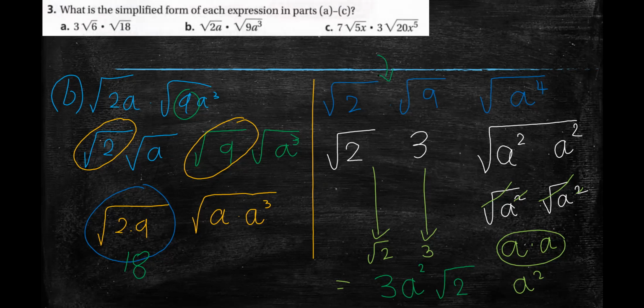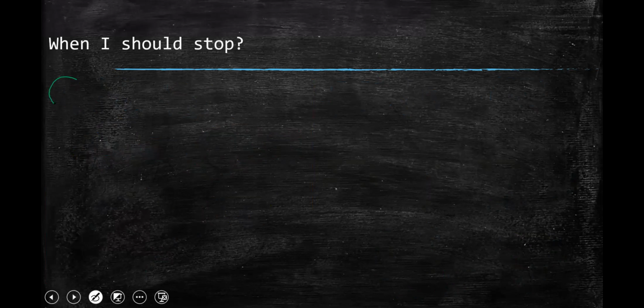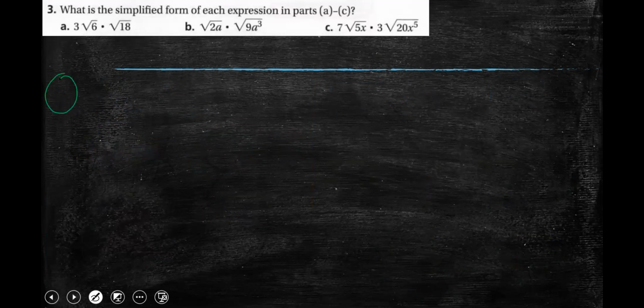Okay. Now let's do C. And C here, we have 7 square root of 5x times 3 square root of 20x to the power 5. Now here, I have 3 things. I have numbers without square root, I have numbers with square root, and I have variables with a square root.